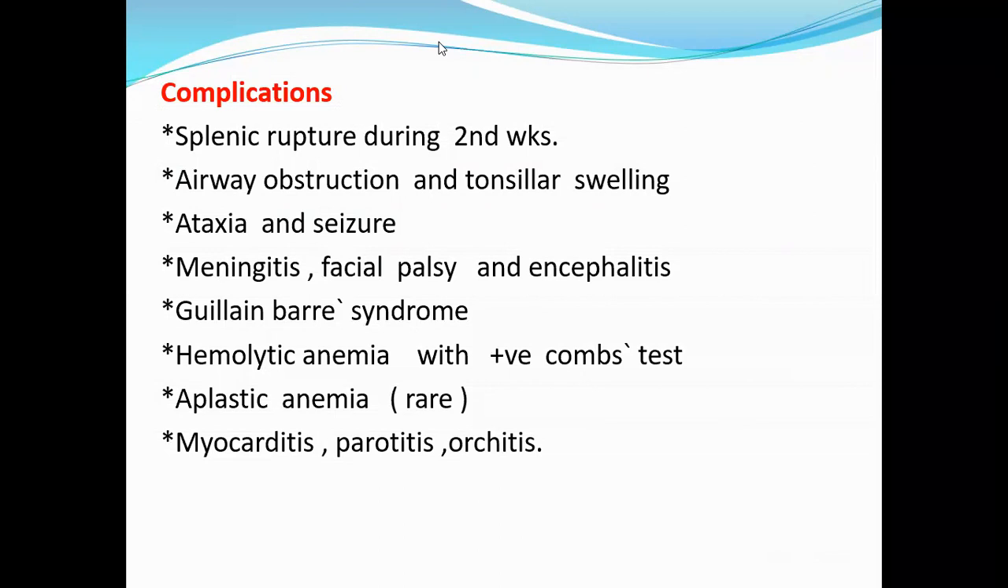Guillain-Barré syndrome is a type of peripheral neuropathy. Hemolytic anemia, with positive Coombs test, which means autoimmune hemolytic anemia due to autoantibodies. Also aplastic anemia, which is a rare complication and means suppression of the bone marrow. Other rare complications are myocarditis, parotitis, and orchitis.